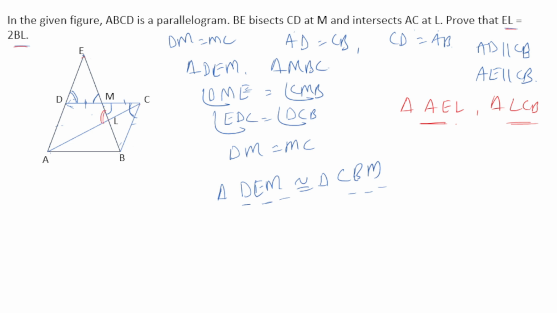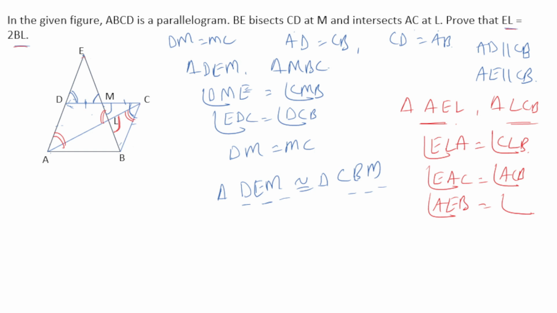Angle ELA is equal to angle CLB. These two are vertically opposite angles. Okay, and AE is parallel to BC. So angle EAC is equal to angle ACB. These both are alternate interior angles. And the third angle, angle AEB is equal to angle EBC, because these are also alternate interior angles.